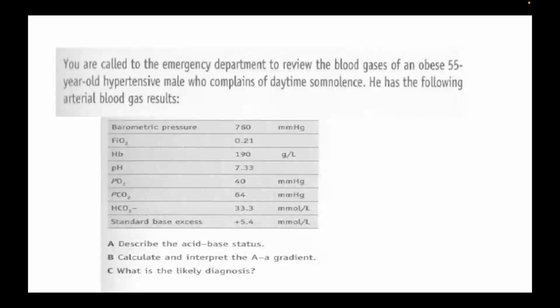Okay. If anybody else can volunteer for this case, or Krishna, will you go ahead and do it?